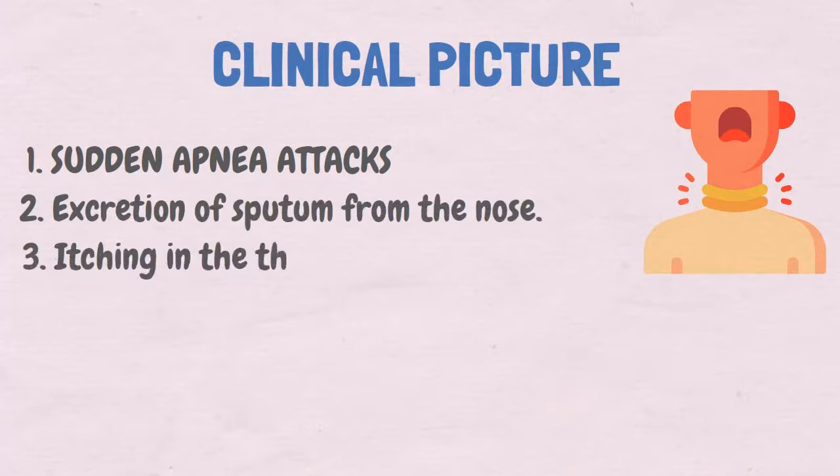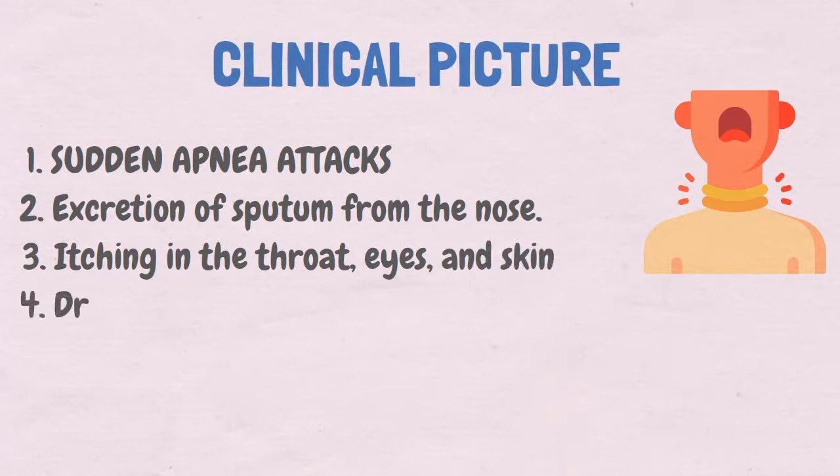The clinical picture of allergic asthma includes sudden apnea attack, excretion of sputum from the nose, itching in the throat, in the eyes, and in the skin, with a dry cough. Asthma attacks are manifested in a sudden sensation of lack of air with marked expiratory dyspnea. The inhalation becomes short and the exhalation long. The patient sits in a forced position. Apnea attacks usually end after discharge of viscous mucus sputum from the mouth.